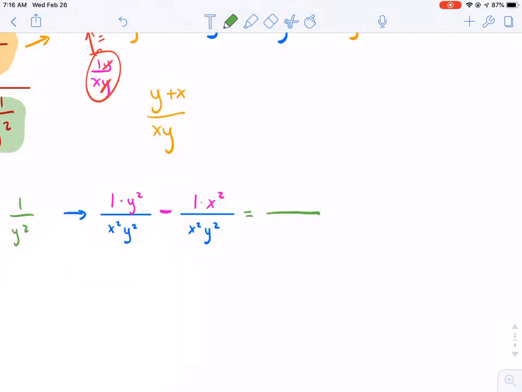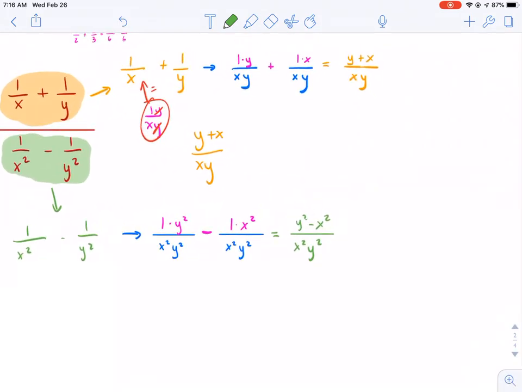So the bottom, we keep the same when we add or subtract bases. And 1 times y squared is y squared. 1 times x squared is minus x squared. And that is our simplified bottom.